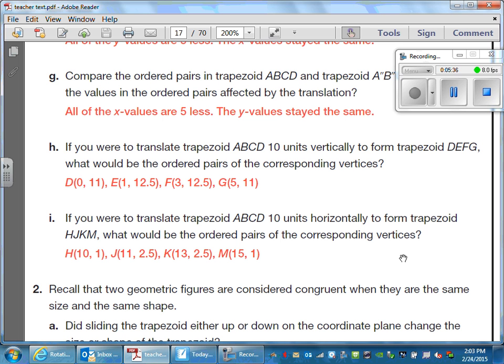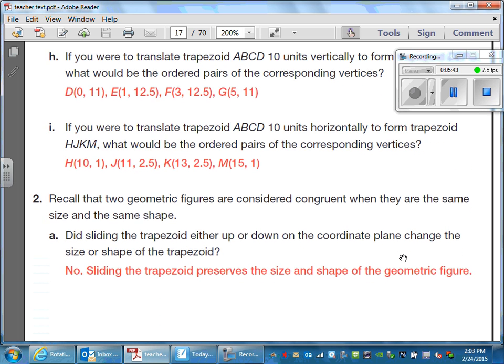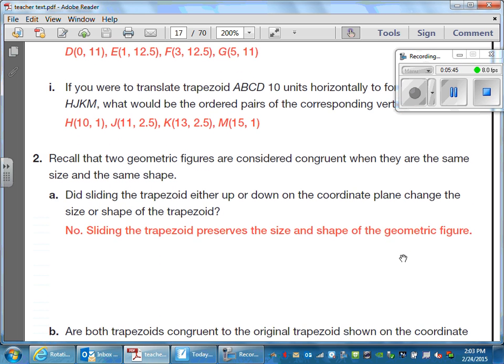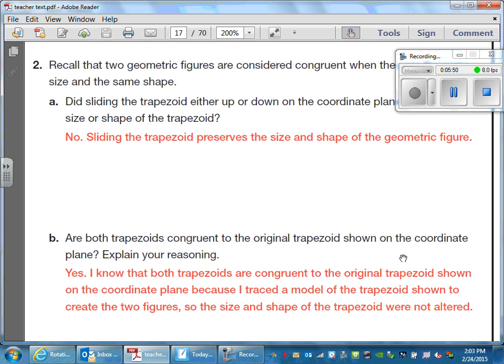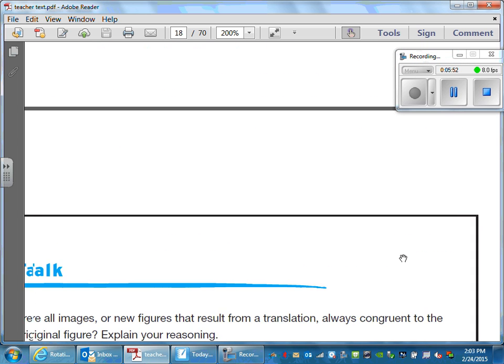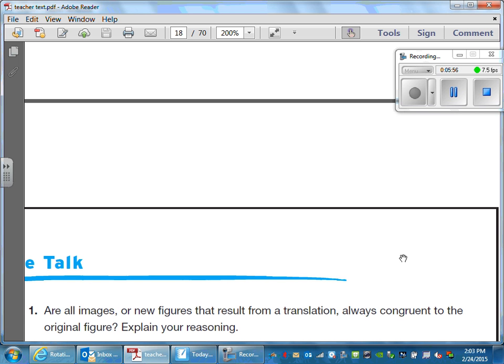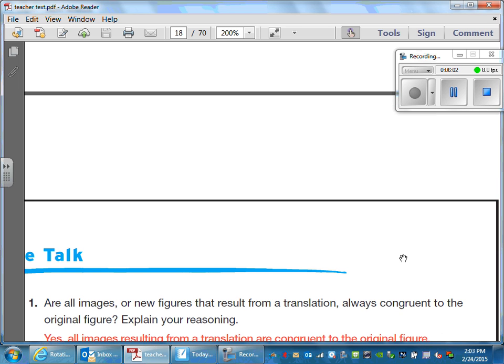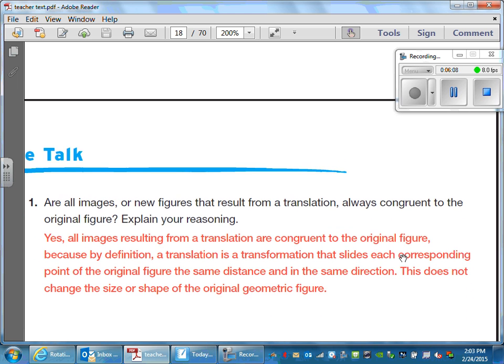Recall, two geometric figures are considered congruent when they are the same shape and size. So let's answer 2, no, and B, yes, and make sure you explain on there. All right, the last page are all images. The new image that we make, not the pre-image, are they congruent to the original from a translation? And translation is our 8th grade word for movement. Yes, all you're doing is taking that thing and moving it somewhere else. Make sure you explain.